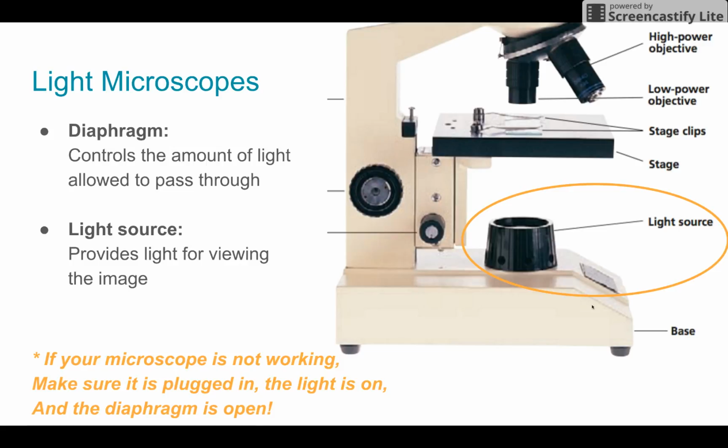Okay, the next two parts are the diaphragm and the light source. The diaphragm typically lets you control how much light gets through. However, our microscopes do not have a diaphragm. We do have a light source, and that is where the light comes from that passes through the specimen.